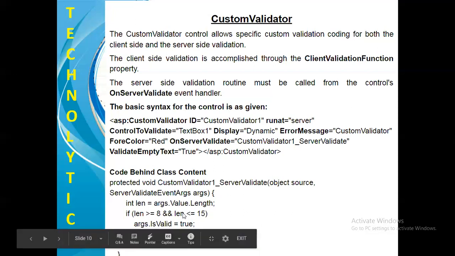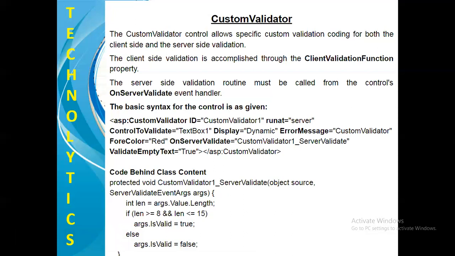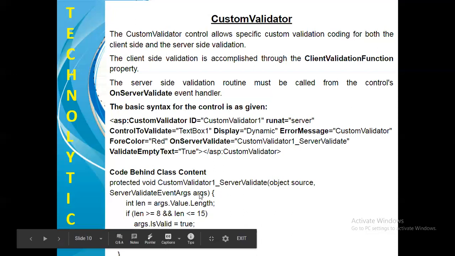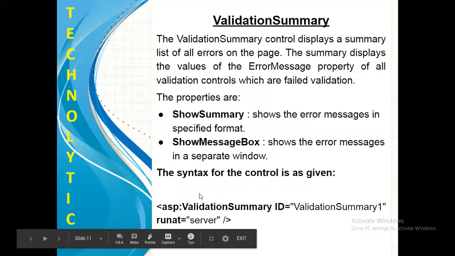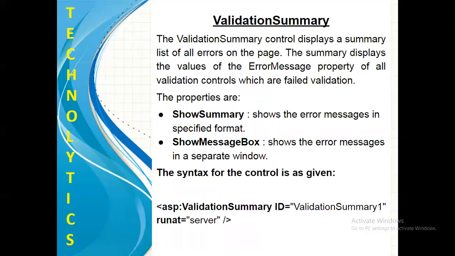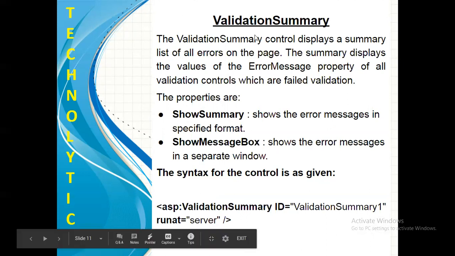If the value is true, the custom validator error will not occur. And if the value is false, your custom validator error message will be displayed. Next is the validation summary. This is the best part. Once the entire form has been submitted, the entry has been done, and you click on the submit button, then the entire summary of the error messages on your respective page can be displayed with this particular validator control, that is ValidationSummary.